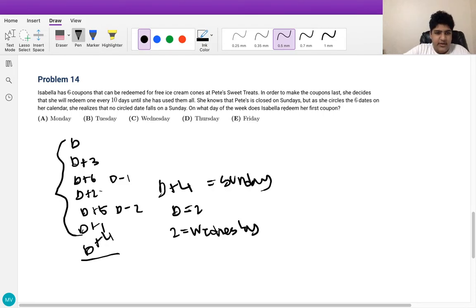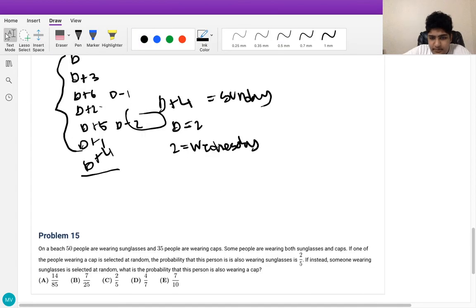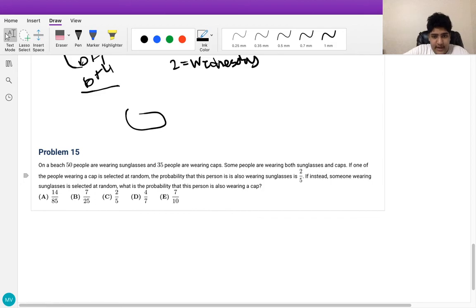Now let's go to the final problem. Problem number 15. On a beach, 50 people are wearing sunglasses, and 35 people are wearing caps. Some people are wearing both sunglasses and caps. If one of the people wearing a cap is selected at random, the probability that this person is also wearing sunglasses is 2/5. If instead someone wearing sunglasses is selected at random, what is the probability that this person is also wearing a cap? Now, this is just elementary probability.